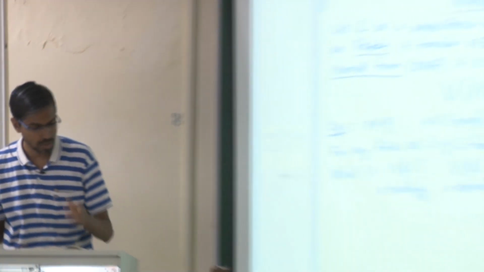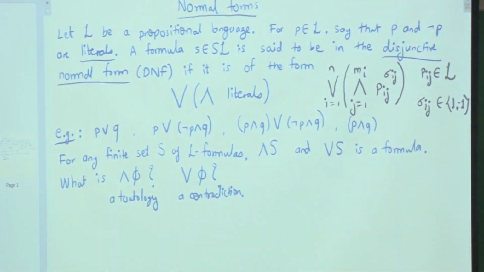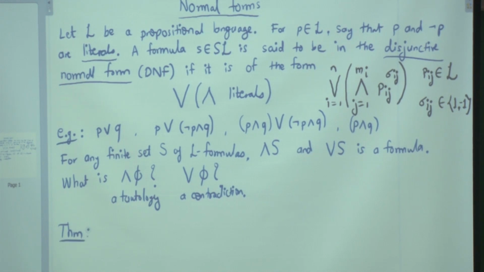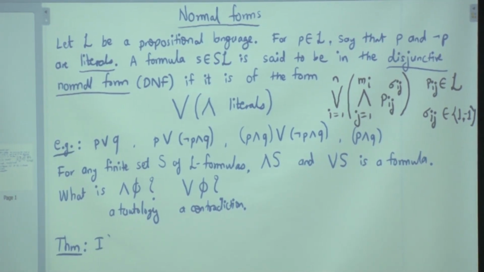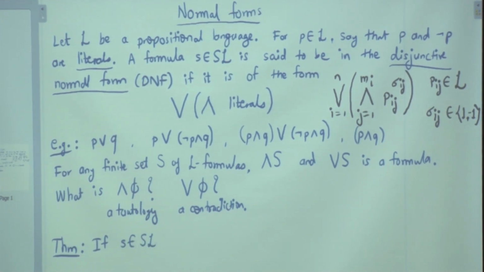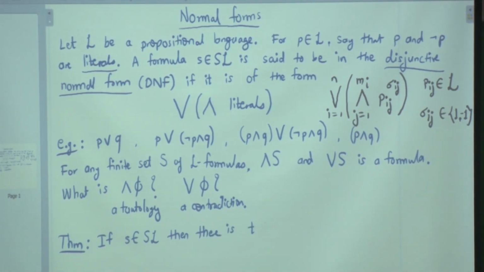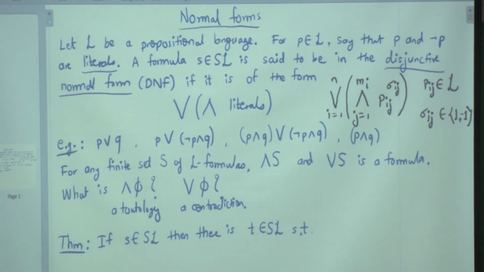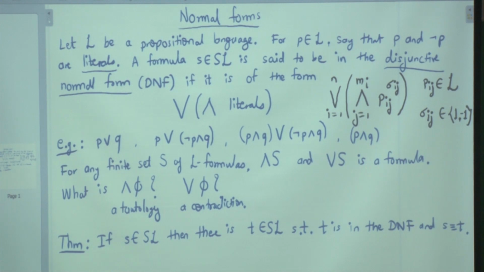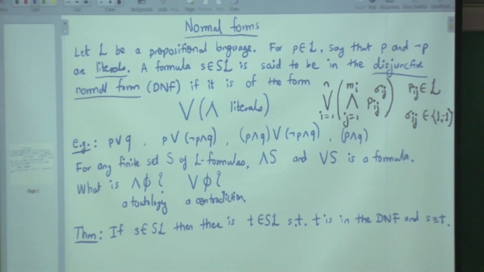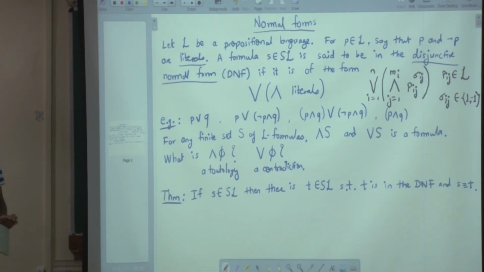Okay, so I'm just going to write down a theorem. The proof is very easy. If S belongs to SL, then there is T in SL such that T is in the DNF and S is logically equivalent to T. So I am not claiming that every formula is in DNF. I'm claiming that every formula is logically equivalent to a formula which is in DNF.